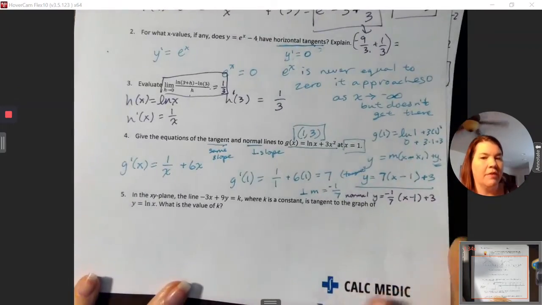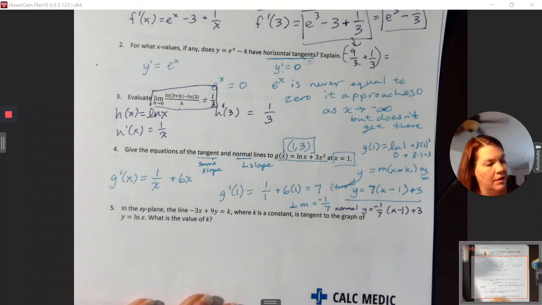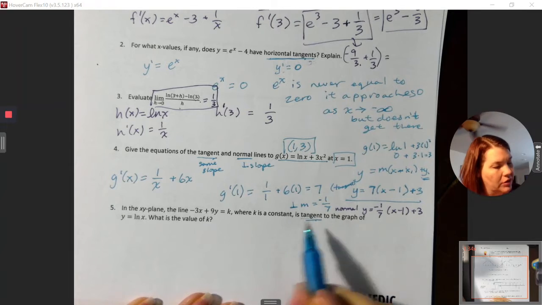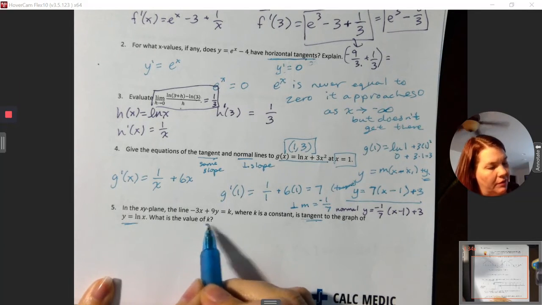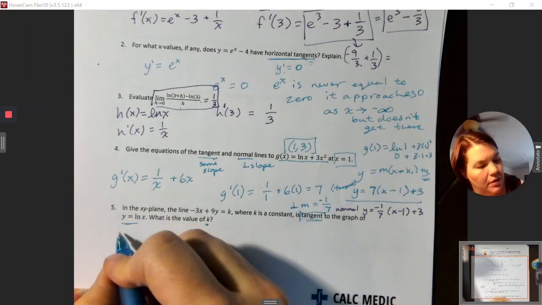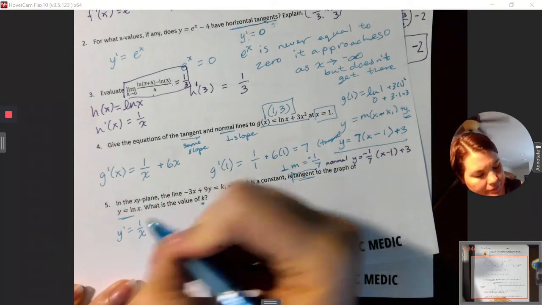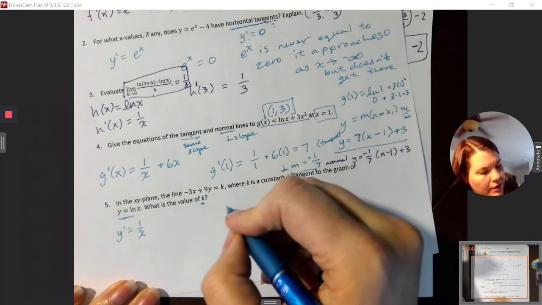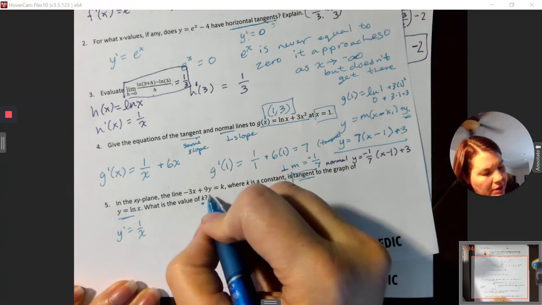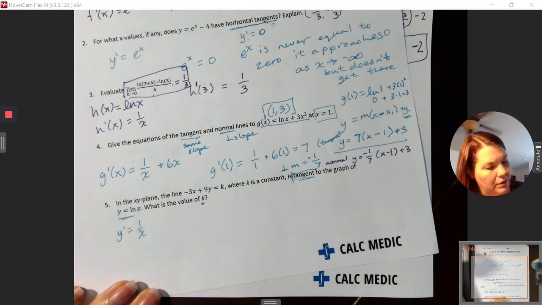And then we have number 5. In the xy plane, the line, where k is a constant, is tangent to the graph of the function. What is the value of k? Okay, so tangent to the graph. So y prime is 1 over x. And so these need to be equal at some point.